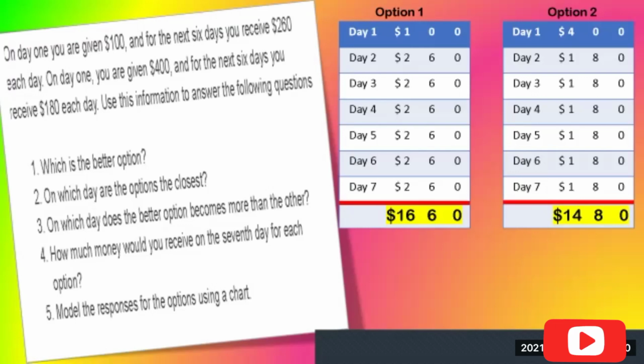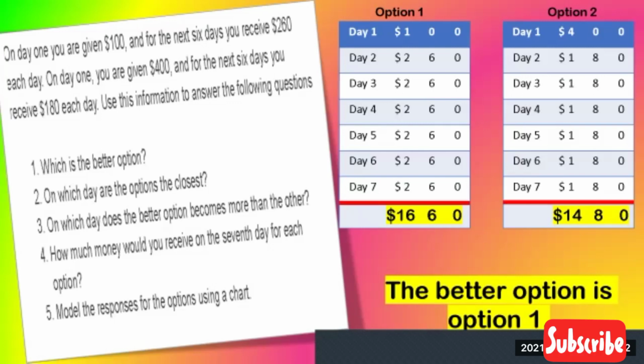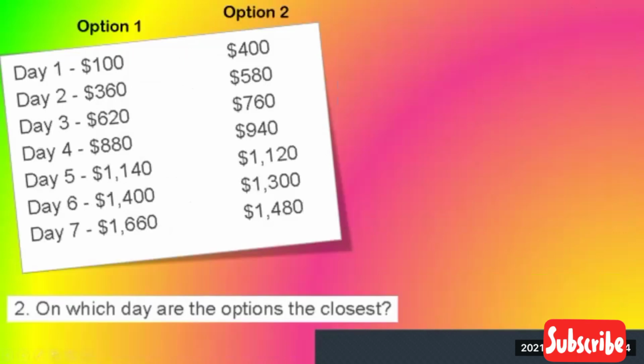And of course, you would want to receive the greater amount. So which one would have been the better option? Option 1, you receive $1,660. And option 2, you receive $1,480. Therefore, option 1 would be the better option. All right, so go ahead and make your corrections if needs be. And if you have done it correctly, you can give yourself a little tick. Let us move on to question 2.